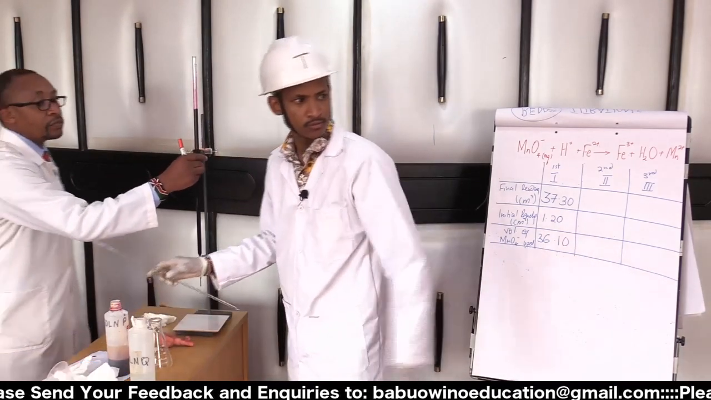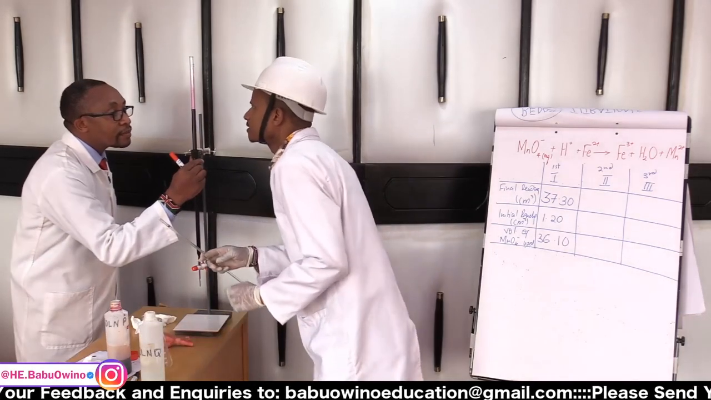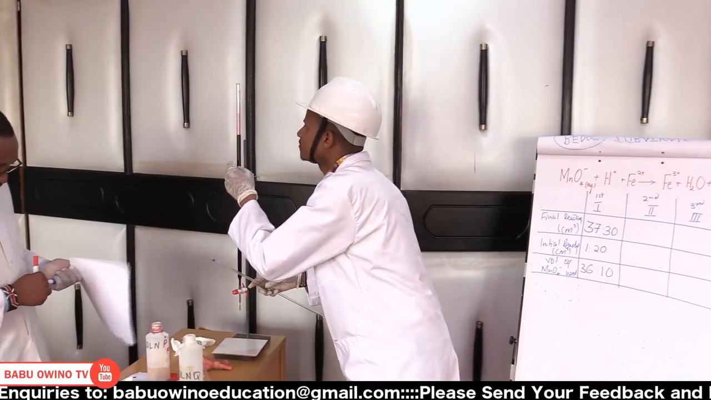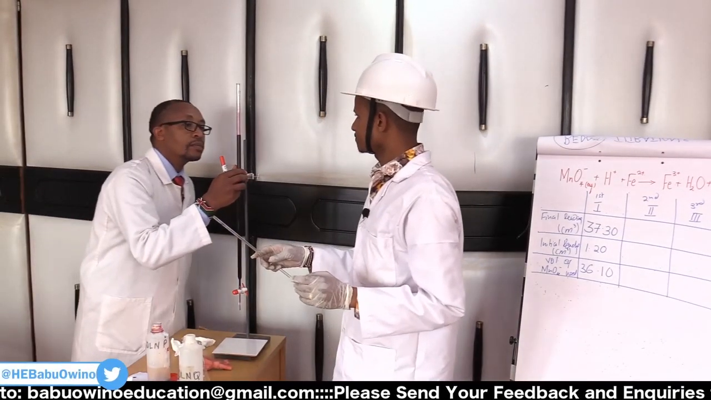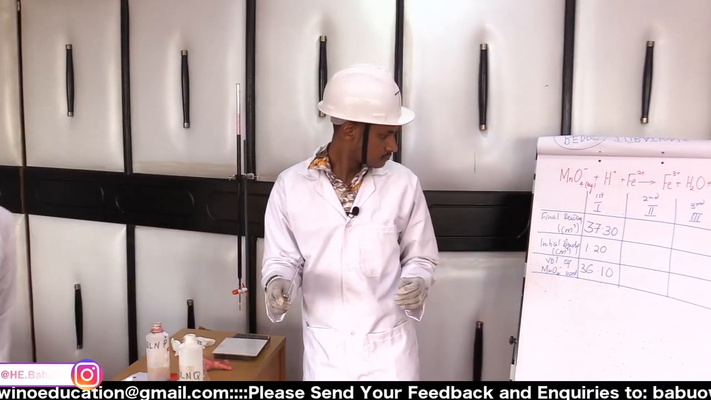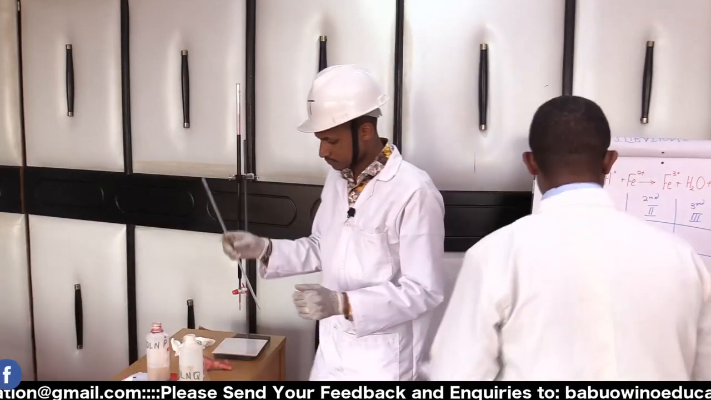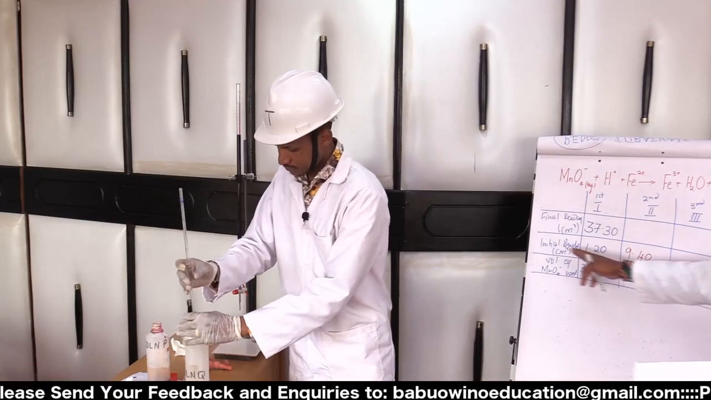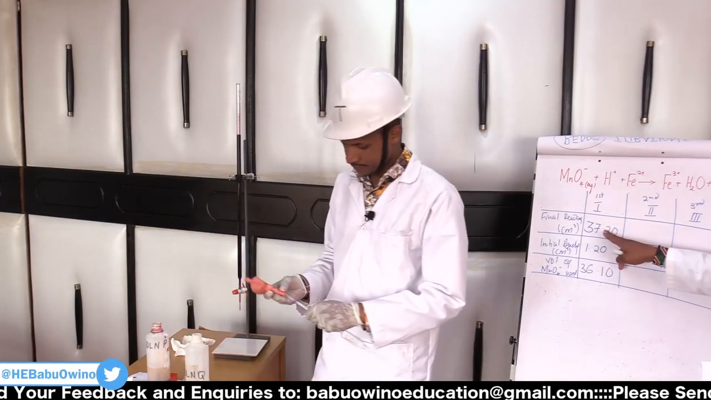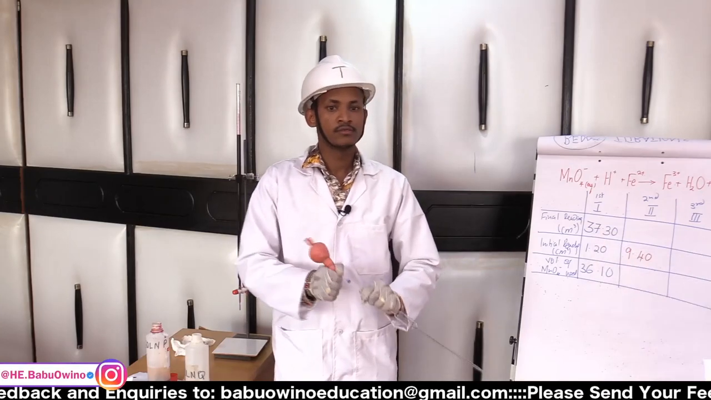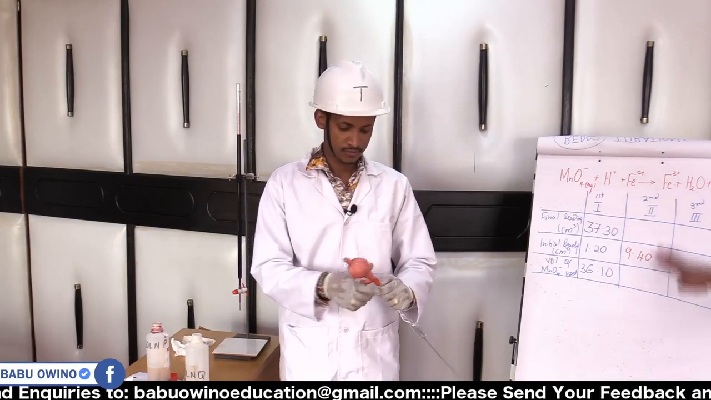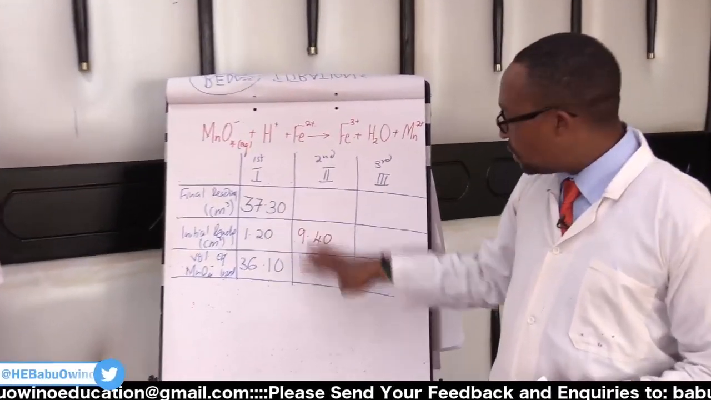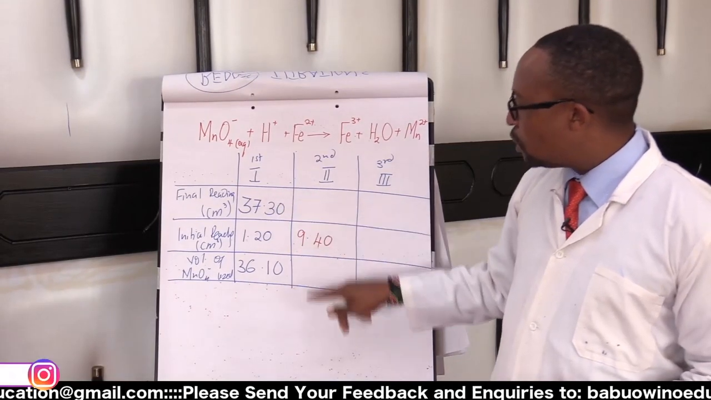Our initial reading is 9.4. We have started with 9.4. Remember again where you are indicating. If you indicate these values in the long boxes, then that means an inverted table, and an inverted table means that you will be wrong and you will not score.